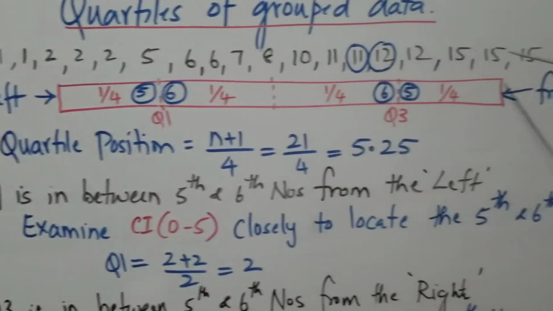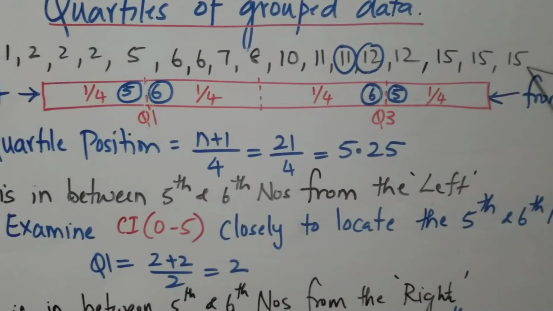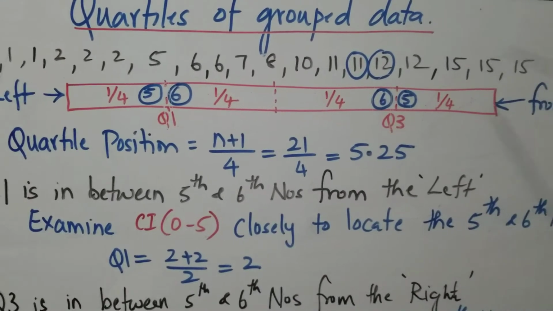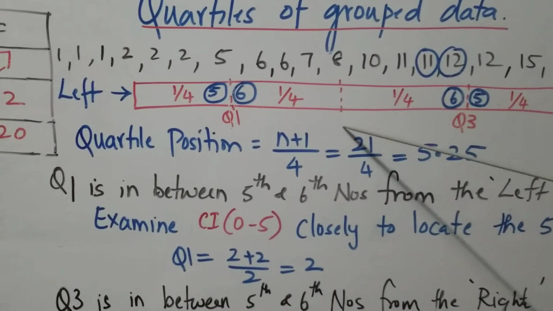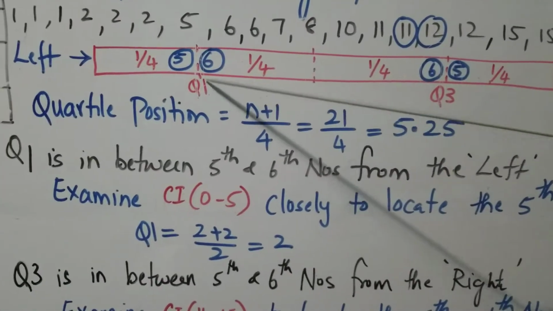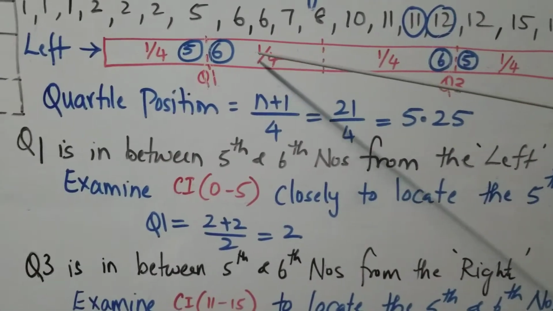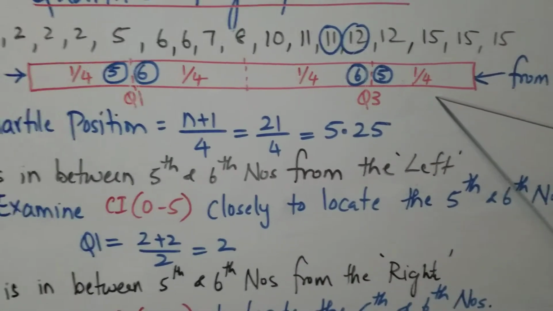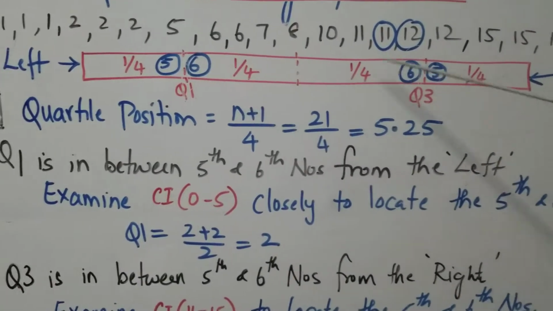We've listed the 20 numbers here. That's the entire data set, just a random set of data. Now, to understand quartiles, the quartile basically divides the entire group of data into 4 equal parts.